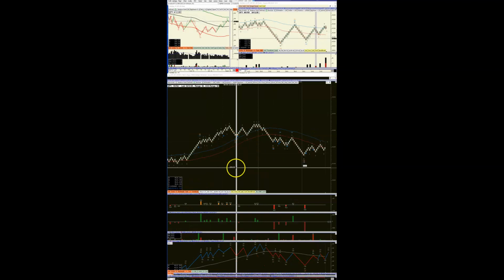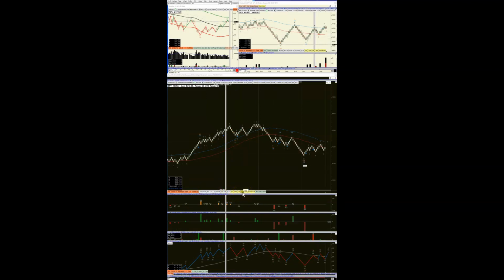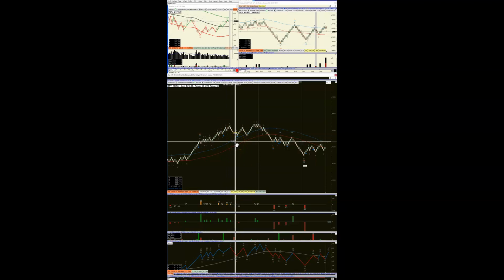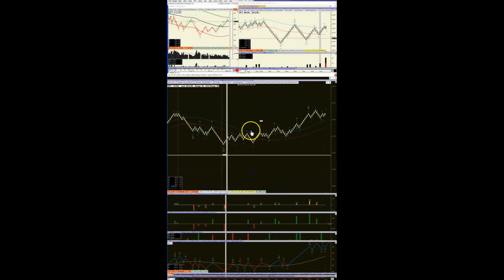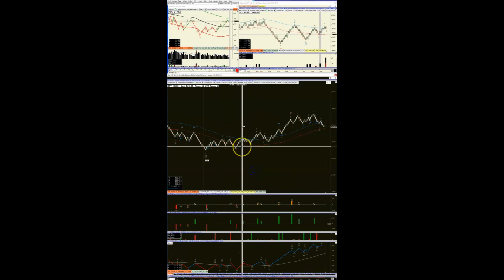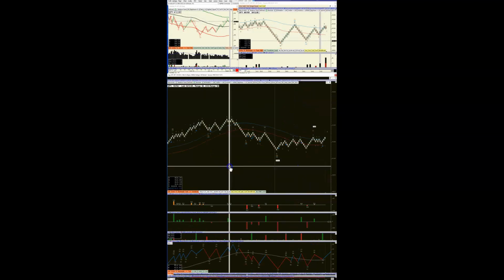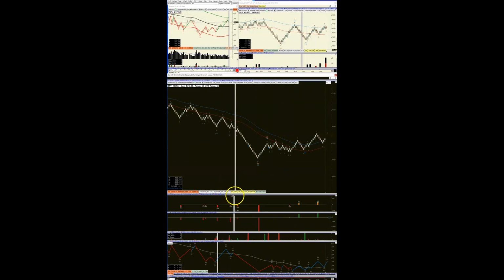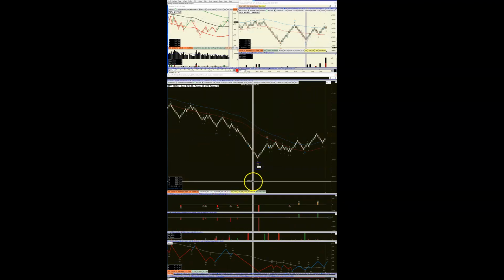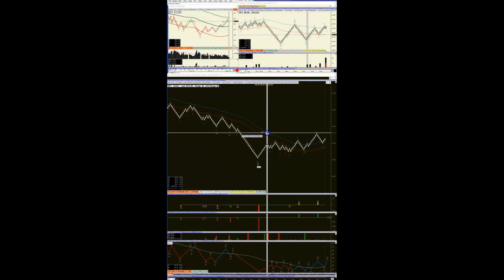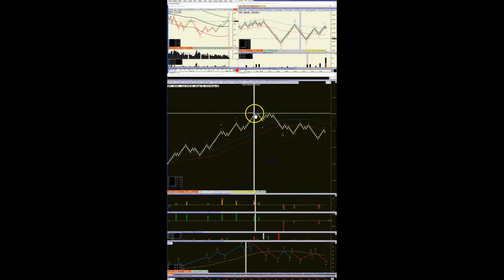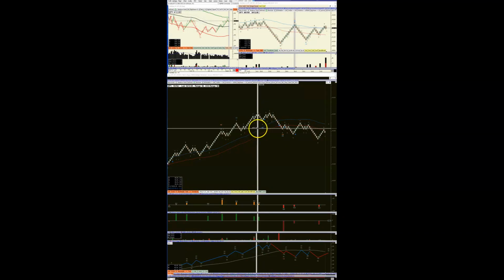Like, for example, this one's not that clear. It doesn't really have a climax, but there's some shortening of the thrust. Here you have a climax, and then you have your change of behavior. And here again, you have your climax, and then you have your change of behavior. Here again, you have your climax and a change of behavior. Here you have some shortening of the thrust.